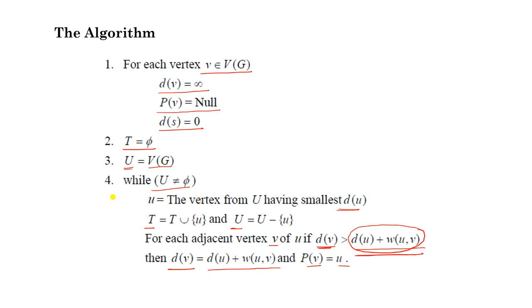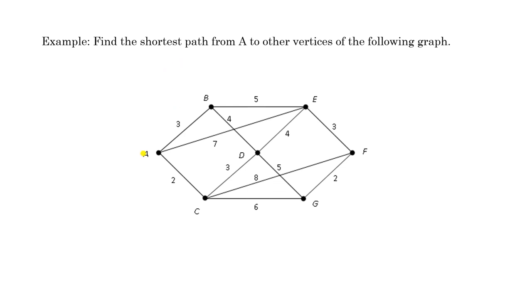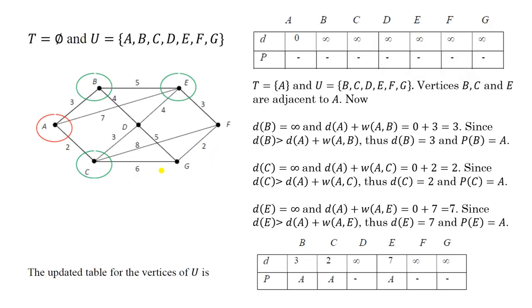So now we take one example. In this example, A is the source vertex. Now we have to find the shortest path for all these vertices from A. Now we apply this algorithm. So initially we write T equal to phi, U equal to the set of all the vertices, and for all the vertices the shortest distance is assigned as infinity, and for the source vertex this is 0.